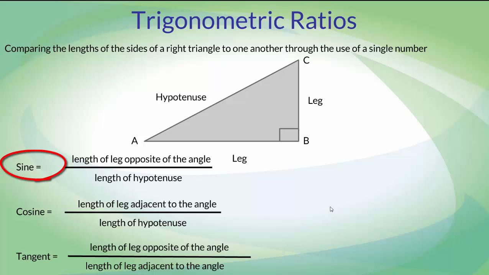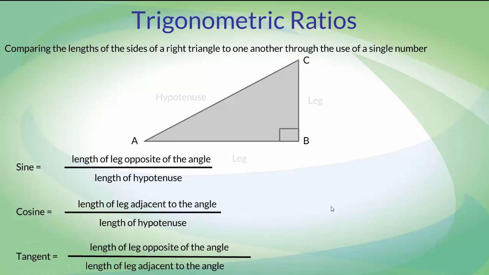Sine is the ratio of the length of the side opposite of an angle to the length of the hypotenuse. Cosine is the length of the leg adjacent to the angle compared to the length of the hypotenuse, and tangent is the length of the leg opposite of the angle to the length of the leg adjacent to the angle.